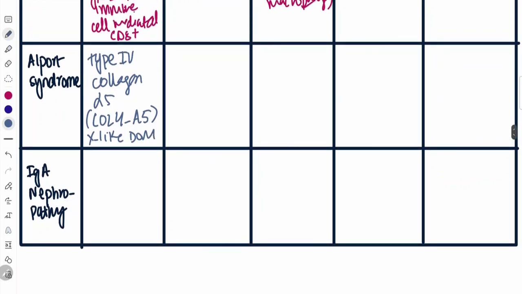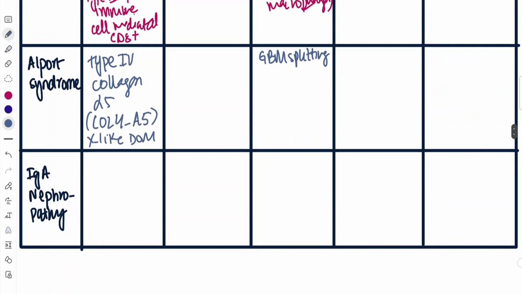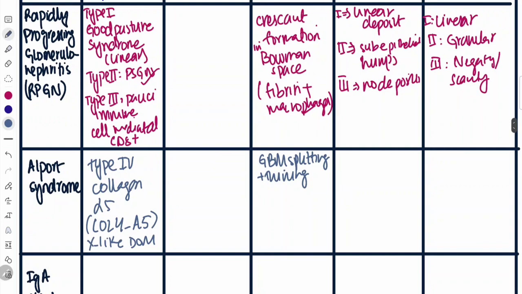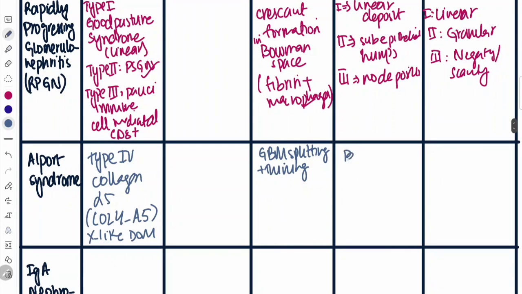What do you see on H&E? You see a lot of things. The important thing is basement membrane splitting. GBM splitting is very, very important. You need to know this. Splitting plus thinning. There could be mesangial cell proliferation and tubular atrophy as well, but the important one is glomerular membrane splitting. And electron microscopy is basket weave appearance. You just remember this.